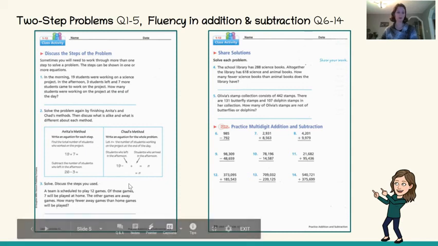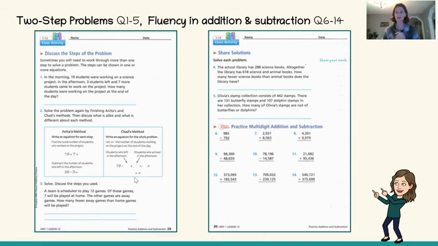Maybe you did 2 equations. Maybe you wrote it in one long equation. Maybe you used some comparison bar drawings. Solve the problems and share how you solved them.